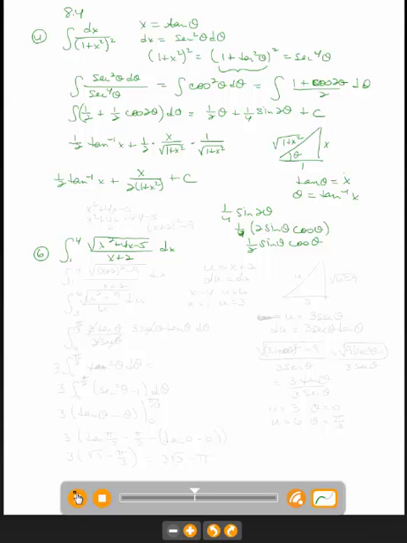Okay, it doesn't look like it's a secant. It's supposed to be a secant substitution, but we're going to do completing the square on the numerator, and it will lend itself to being one of those.